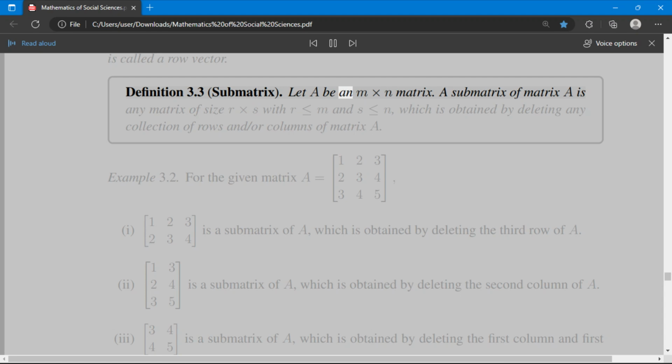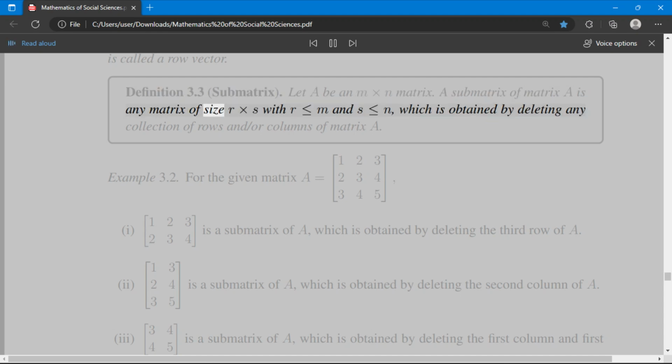Definition 3.3. Submatrix. Let A be an m times n matrix. A submatrix of matrix A is any matrix of size r times s with r less than or equal to m and s less than or equal to n, which is obtained by deleting any collection of rows and/or columns of matrix A.